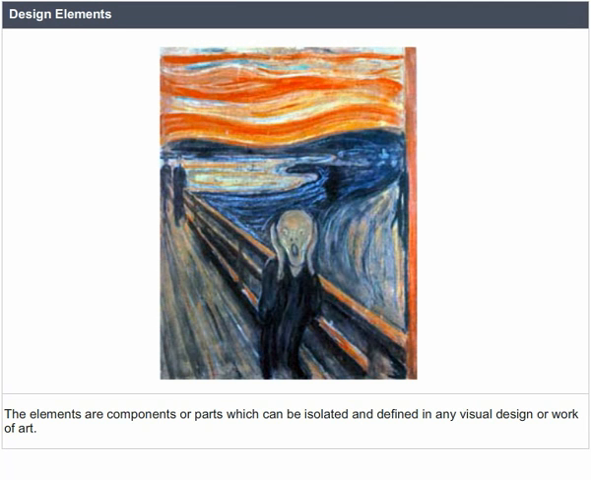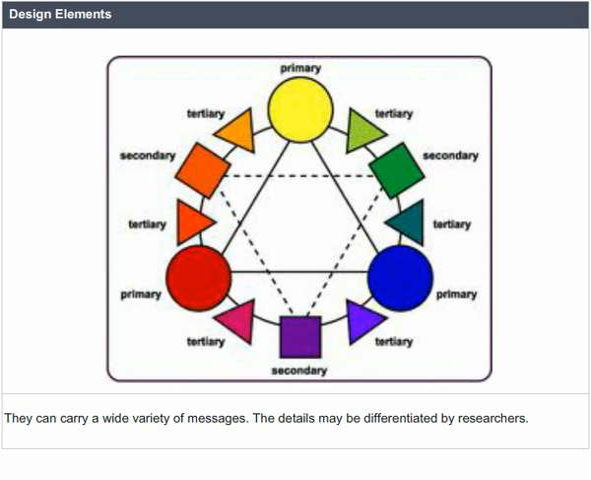Design elements. The elements are components or parts which can be isolated and defined in any visual design or work of art. They can carry a wide variety of messages. The details may be differentiated by researchers. We can see point, line, shape, forms, space, color, and texture.